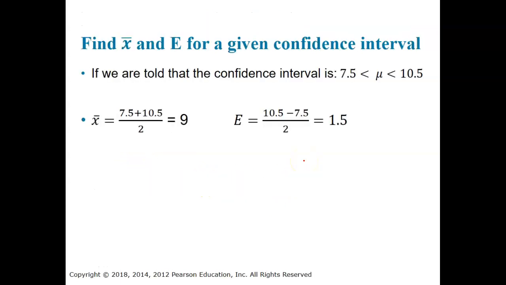So like in this one, if you're given this as your confidence interval, and notice that mu is going to be in the middle of these for the mean. So if you have that, you're going to add them together and divide by 2, and you'll get 9 as the mean. And then you'll subtract and divide by 2, and you'll get the E, or the margin of error.